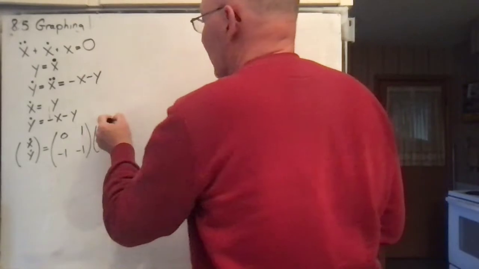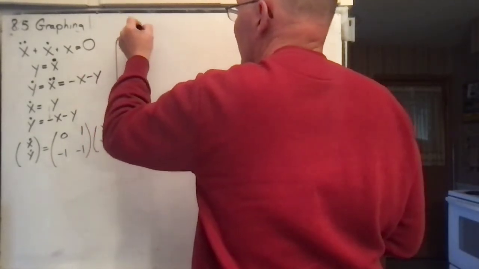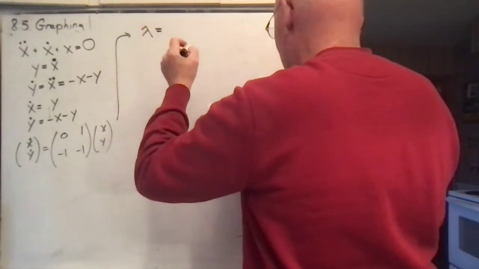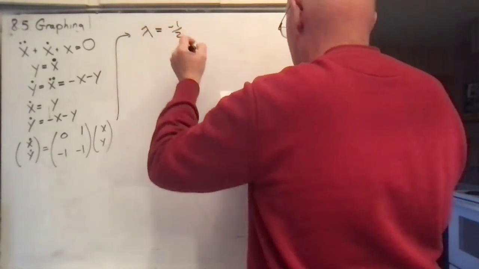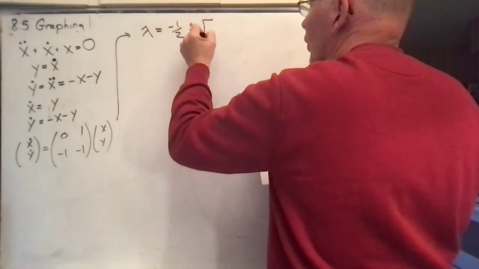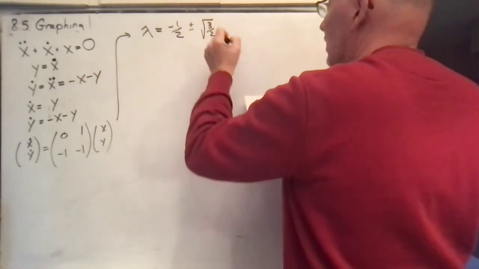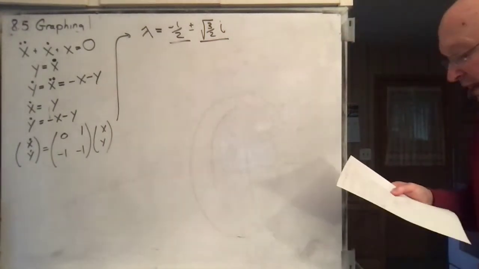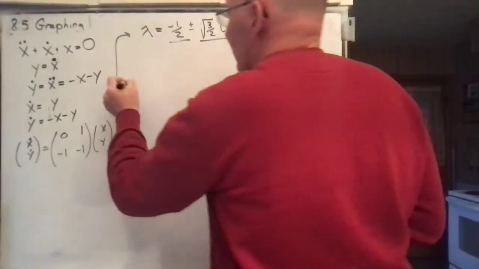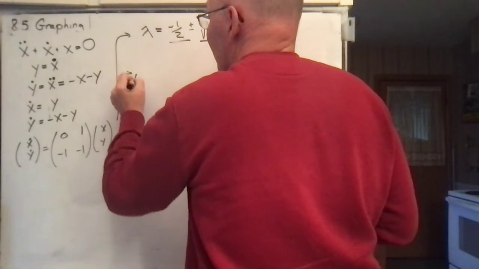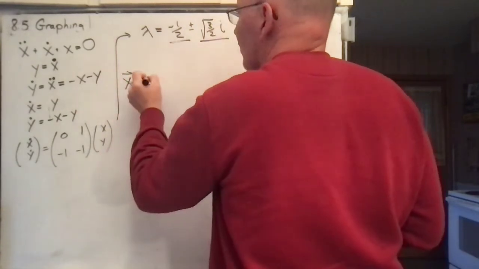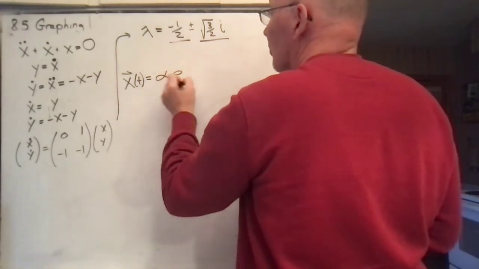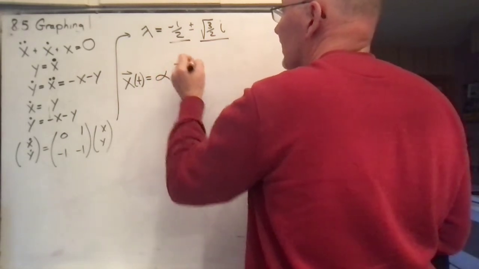Now, again, I'm not going to go through all the work here, but if you find your eigenvalues, they are going to be negative 1/2 plus or minus the square root of 3 over 2 times i. There's your imaginary part, there's your real part. And so once you have that, here's your solution. It's similar to what we had before; it's just that you have to have this real part as well. It's going to be alpha, and here's the real part, e to the negative 1/2 t.